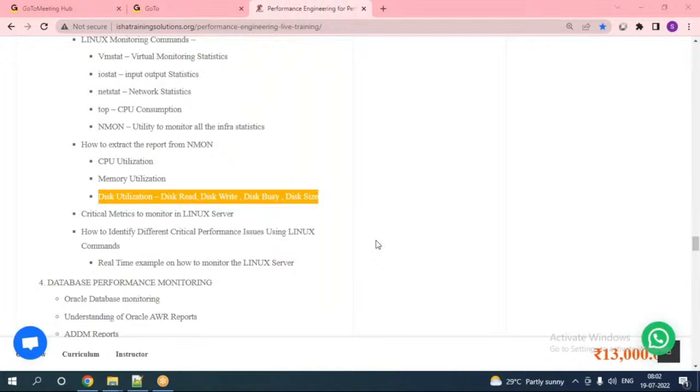So this comes under on-premise monitoring. Suppose the application is on cloud, then this won't be applicable, right? No, in the cloud also it is the same Windows server, the same Linux server, right? So you can do it. Yeah. Okay.